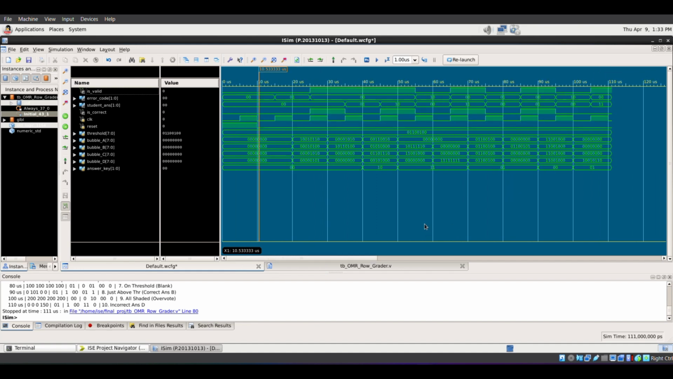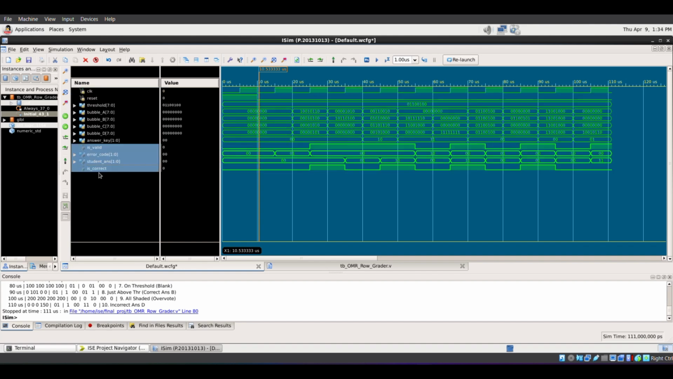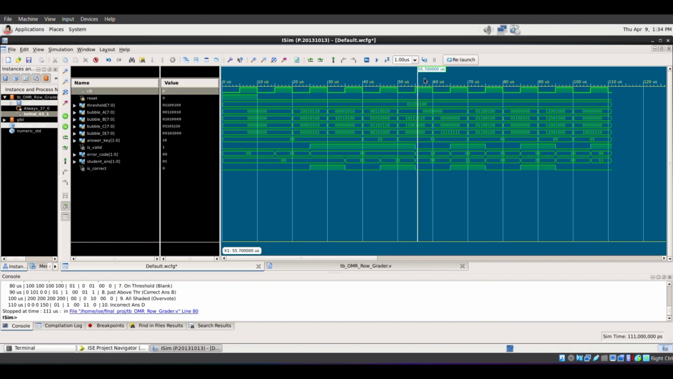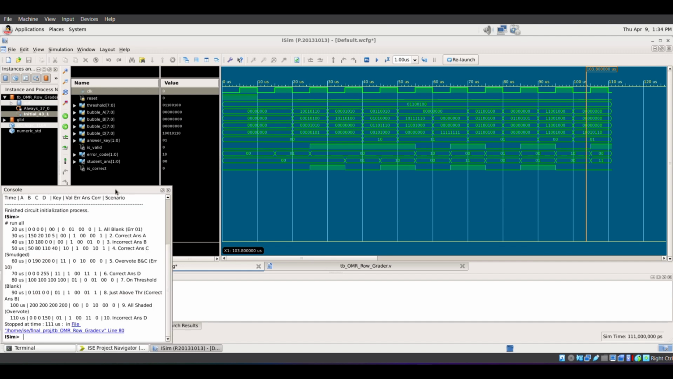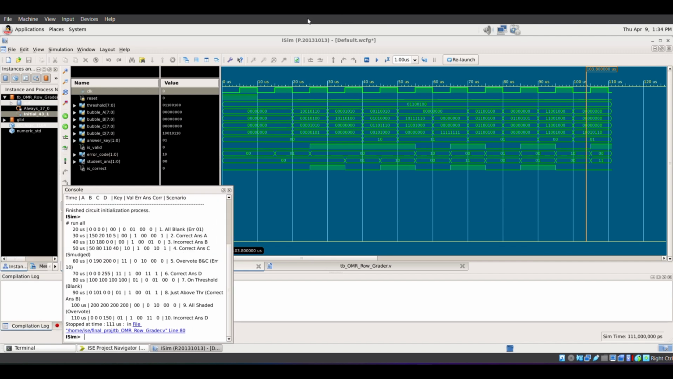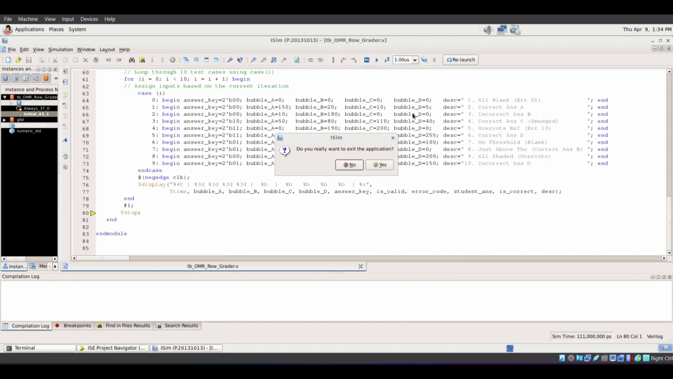These scenarios don't just test perfect inputs, they stress test the system's edge cases. We inject data representing perfectly shaded bubbles, completely blank rows, double-shaded overvotes, and even smudged papers where multiple bubbles have background noise, but only one crosses the threshold. By viewing the output waveform, we verify that our system successfully handles both academic grading and robust error classification with a single clock cycle latency.